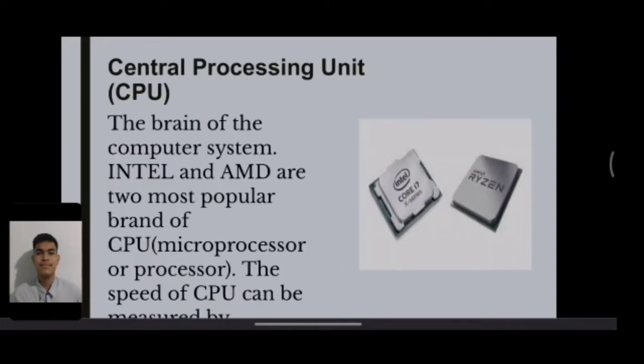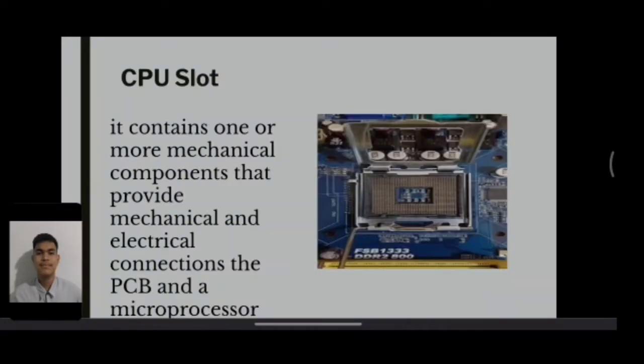And third, the Central Processing Unit or the CPU, the brain of the computer system. Intel and AMD are the two most popular brands of CPU, microprocessor or processor. The speed of a CPU can be measured in megahertz or gigahertz. Next is the CPU slot. It contains one or more mechanical components that provide mechanical and electrical connection between the PCB and a microprocessor.